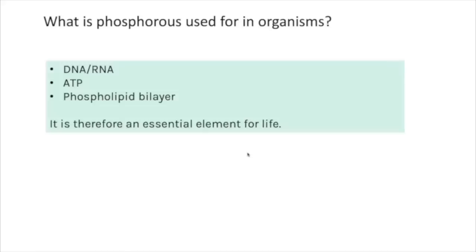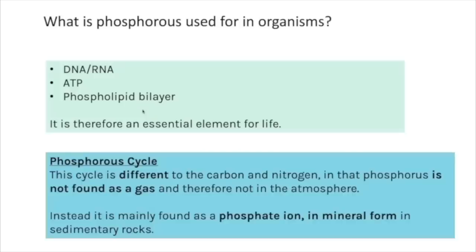And phosphorus is really important because it's used in the phosphate groups of DNA, RNA, ATP, and in the phospholipids within the phospholipid bilayer. So it is an essential element for life for all organisms. The phosphorus cycle is different to the carbon and nitrogen cycle. Not that you actually learn the carbon cycle at A-level. And that is because you do not find phosphorus as a gas in the atmosphere. So instead, the main store or source is as phosphate ions in the mineral form in sedimentary rock.